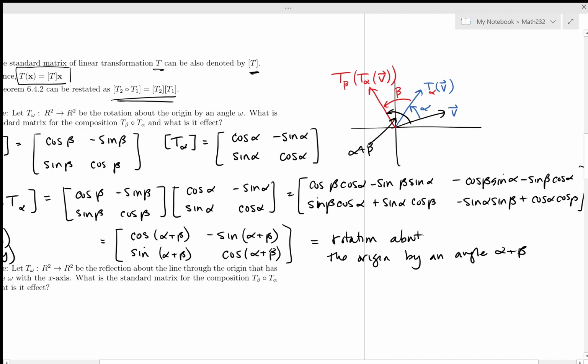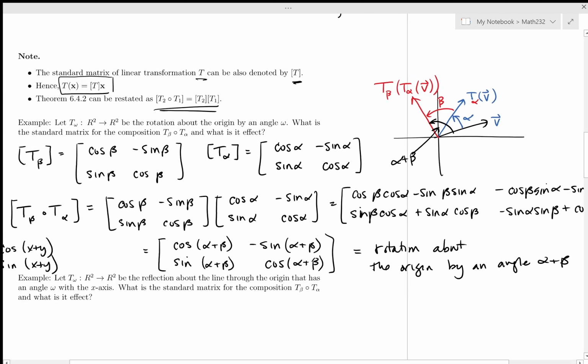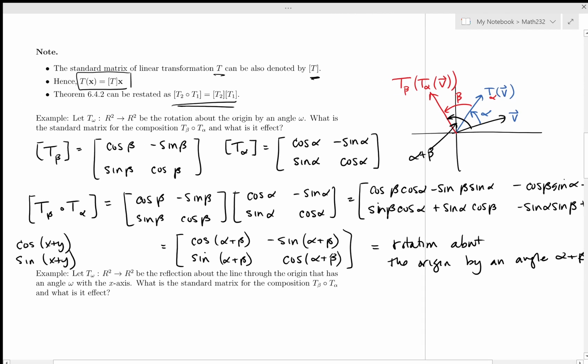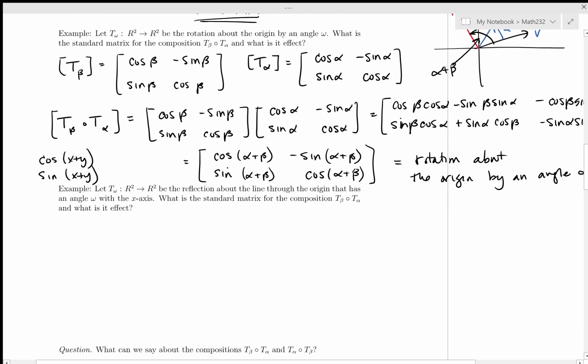Okay, that's what you would think if you thought about it geometrically without multiplying the two standard matrices for these operations. But now we can see that if we multiply these two standard matrices and use a trig identity to simplify, we do get the matrix which does exactly what we expect, rotation by the sum of the two angles. So if we wanted to do those two rotations at the same time, we would use this composition matrix here.